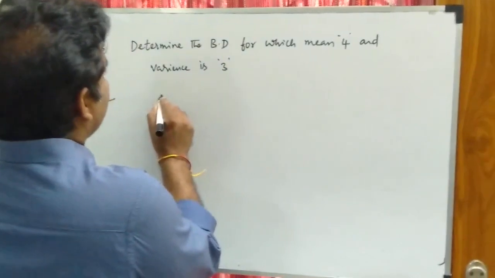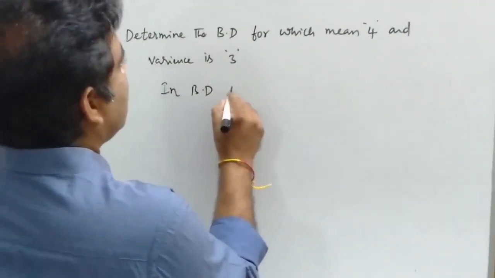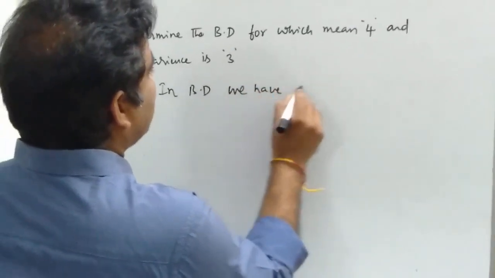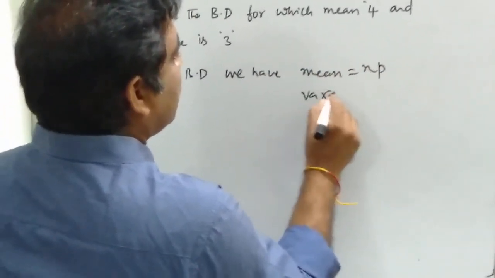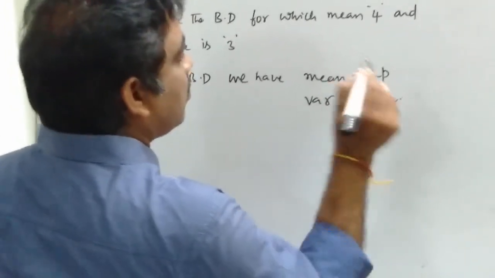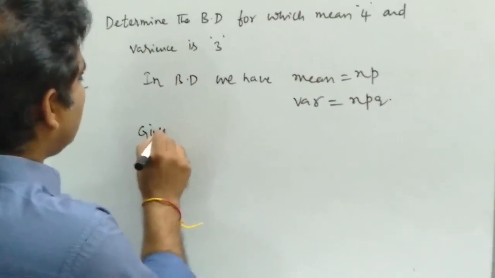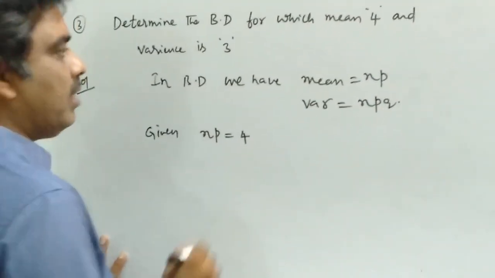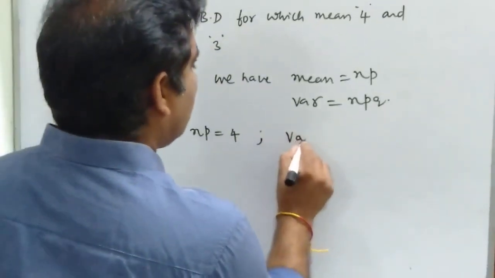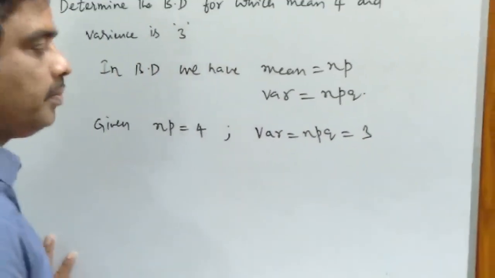So given, in binomial distribution, we have mean is equal to np, variance is equal to npq. Given np is equal to 4, mean is equal to 4, and variance npq is equal to 3.